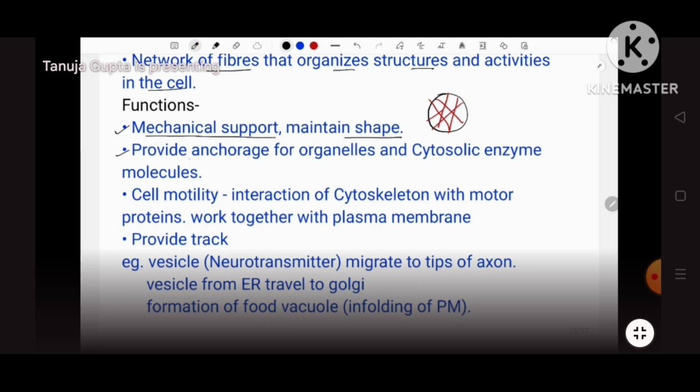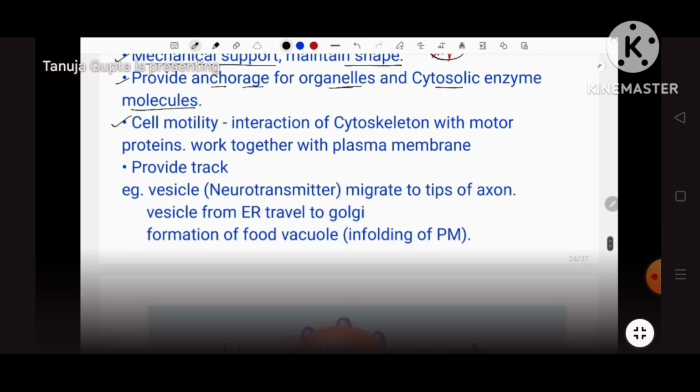Next is what? They provide anchorage for organelles. See, different organelles are present inside this whole cell. These are organelles, and they will not go to other places. They cannot shift over here, and this cannot go to another place. They are kept in their place only with the help of the cytoskeleton. So it provides anchorage for the organelles and cytosolic enzyme molecules. They do not move here and there and do not change their location in the cell.